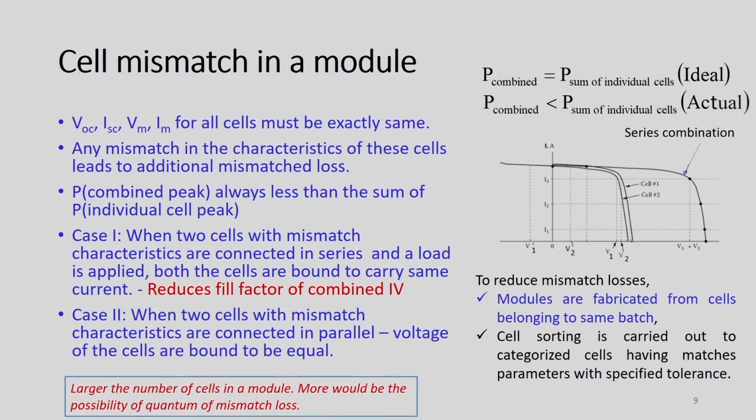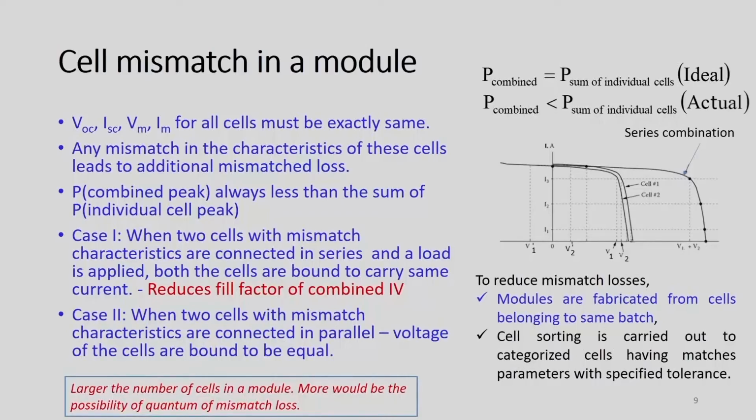So, what is cell mismatch? If two cells, or maybe three cells, we consider, and their characteristics are not the same, then they are different, right. So if they are connected in series, their behavior will be different. What happens when we connect cells in a module in series or in parallel? These characteristics of the cells have to be identical.